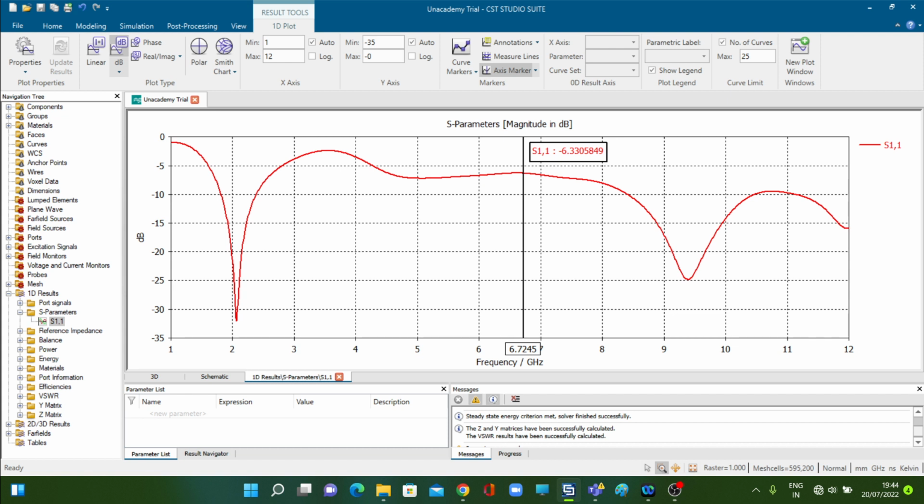So this is the result which we obtain by simulating the patch antenna, the monopole antenna, while incorporating only the Hilbert without using any dielectric block. Next, I will show you how to add this dielectric block to the structure, and then after simulating, what type of result we obtain.